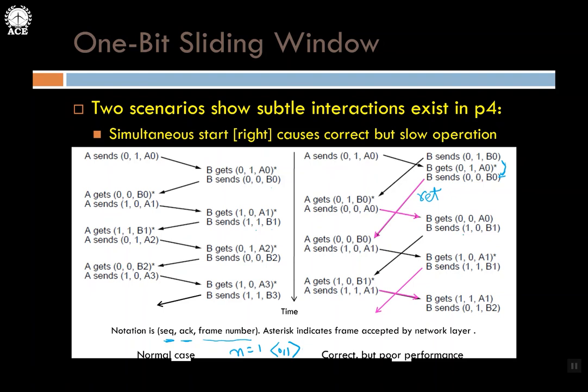So what does it do? Because B understands that A has already received the frame bearing 0, it will send its new frame and acknowledge what it has received already. So B has already received A0, it has not received A1, so it acknowledges 0 only and sends its new frame after that, B1. Kindly observe that. Okay, so this is the retransmission.